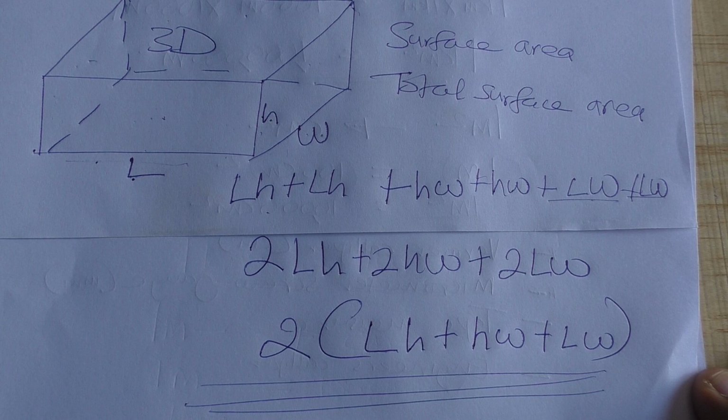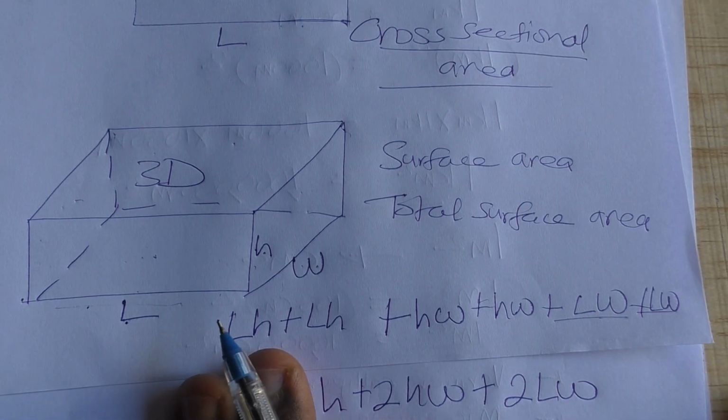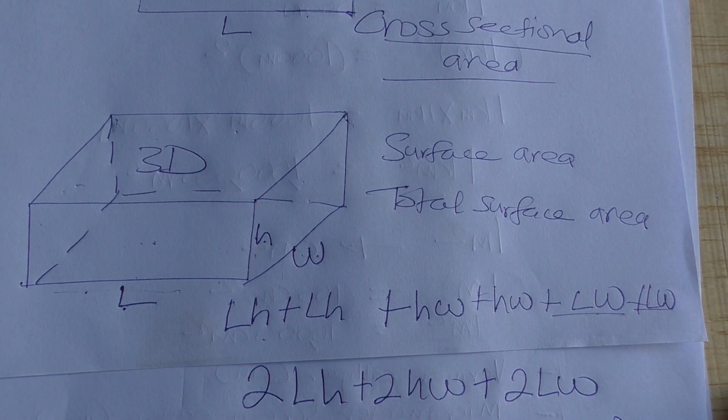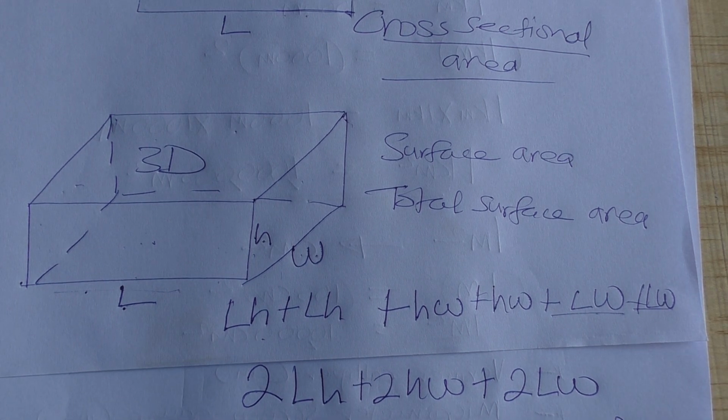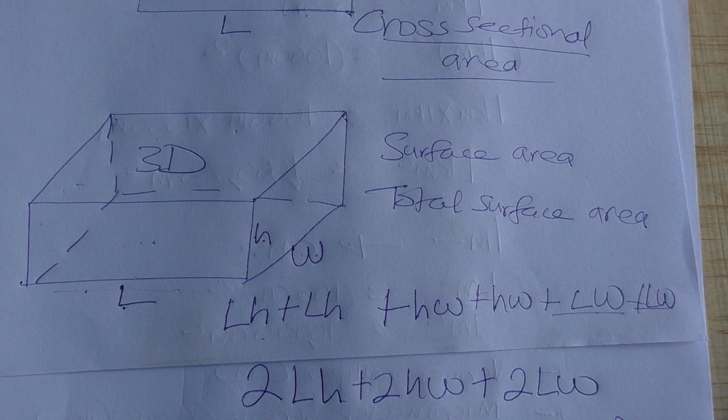Therefore, we have 2 types of areas. One is cross-sectional area, and that one is for the 2-dimensional figures. Two is the surface area, and that one is for 3-dimensional figures. Otherwise, thank you. That is what we had to look at concerning area.